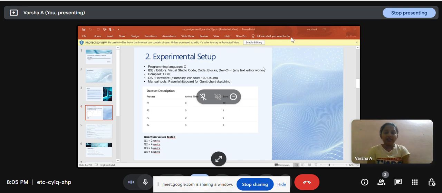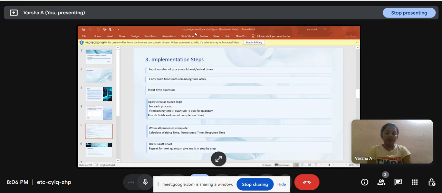The dataset description is: for all processes, the arrival time is 0. For process 1, the burst time is 10. For process 2, 4. Process 3, 6. Process 4, 8. And we are testing different quantum values such as 2, 4, 6, and 8. These different quantum values help us understand how small and large quantum sizes impact performance.